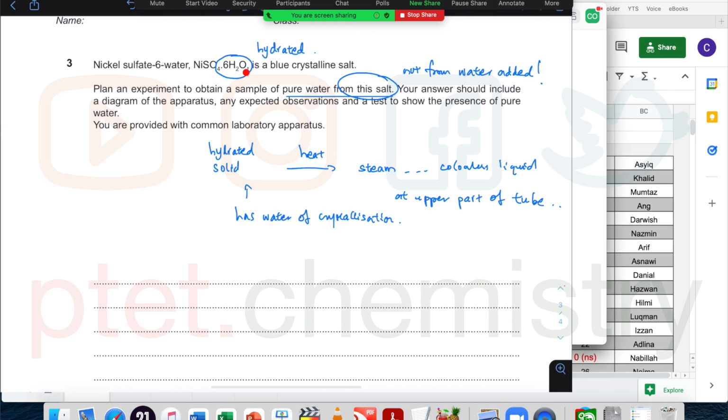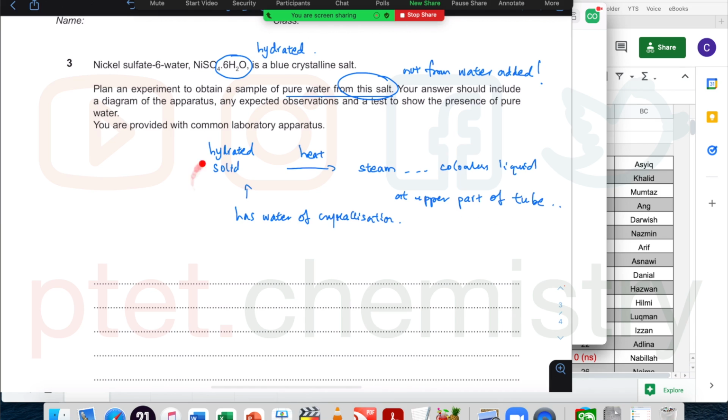You want to use distillation apparatus, but you want to have the solid, because when you heat this solid up, you will kick out the water and it will vaporize to steam. And this steam will condense when it passes through the condenser, which you need to fully label, where the water goes in and where the water goes out, and you collect pure water at the end.